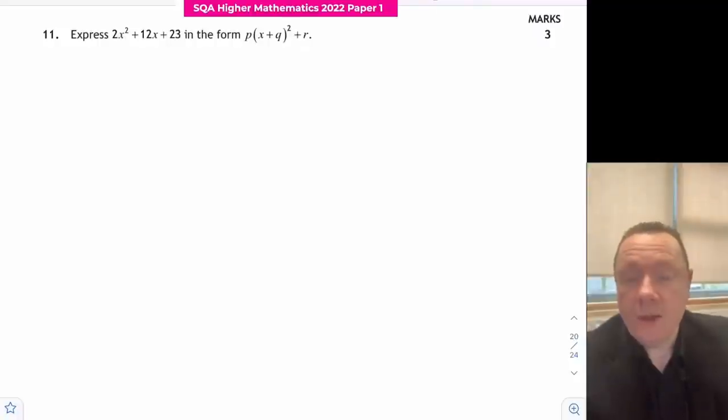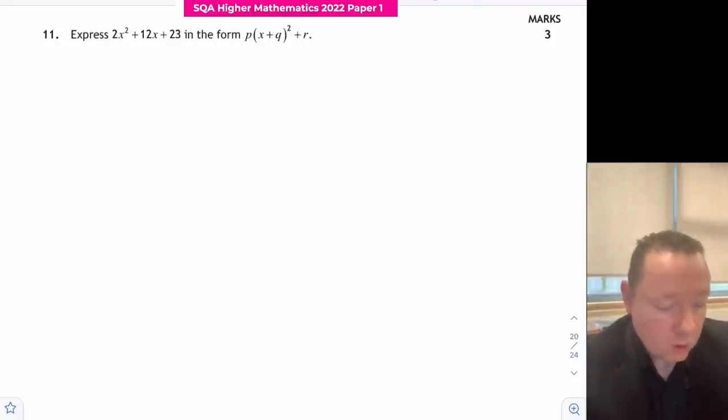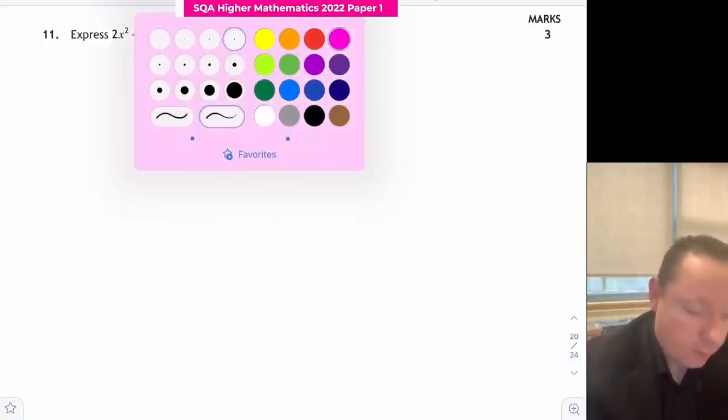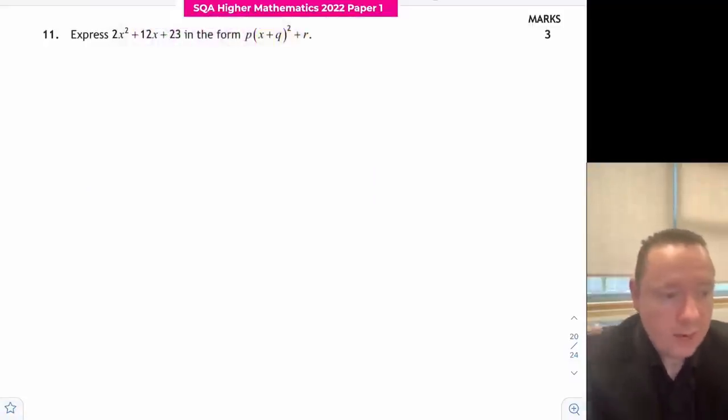2022 Higher Maths Paper 1, question 11 was, express 2x squared plus 12x plus 23 in the form p(x plus q) squared plus r. So in other words, the Higher Maths complete the square question. So there's a couple of ways to do this. Let's go for the most common way.